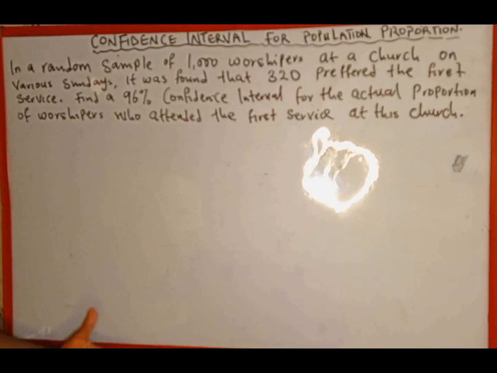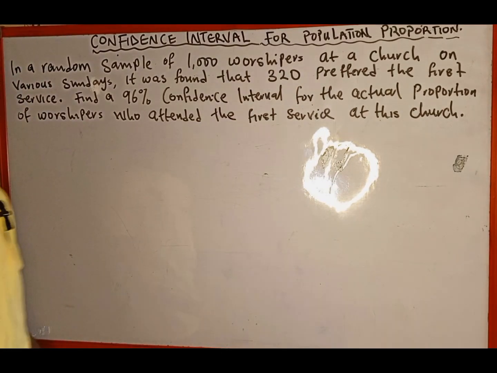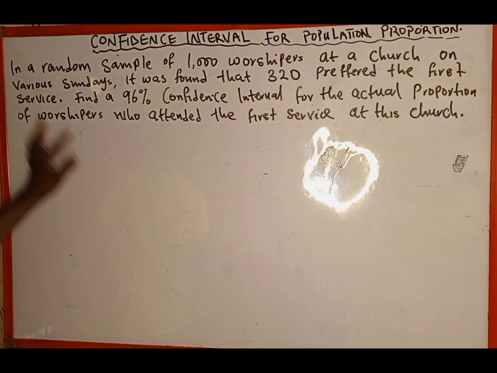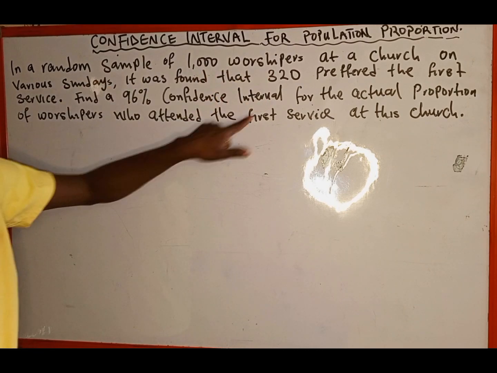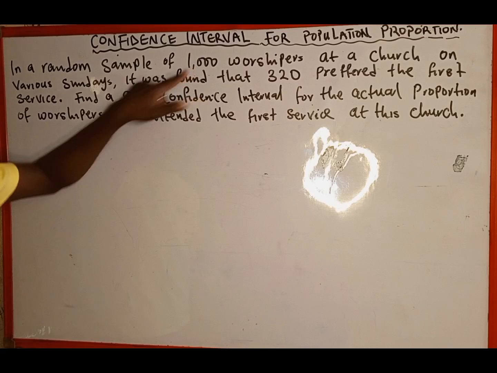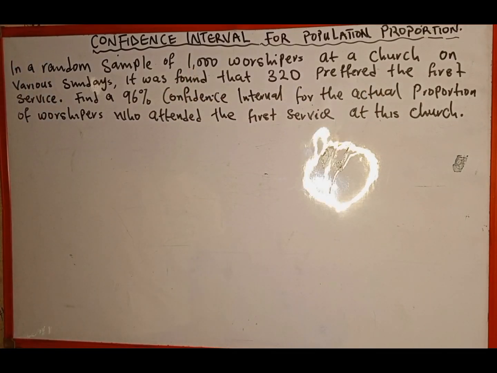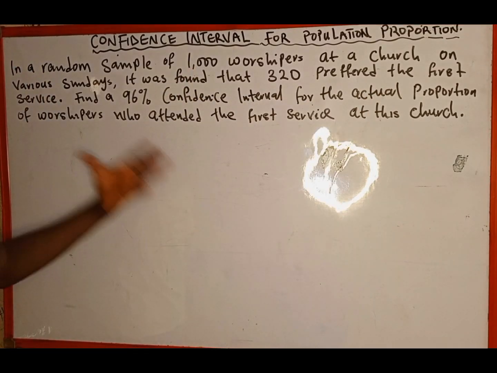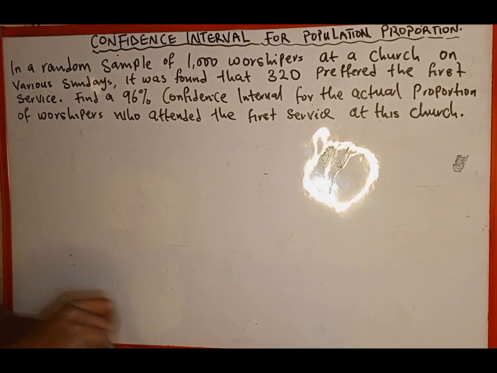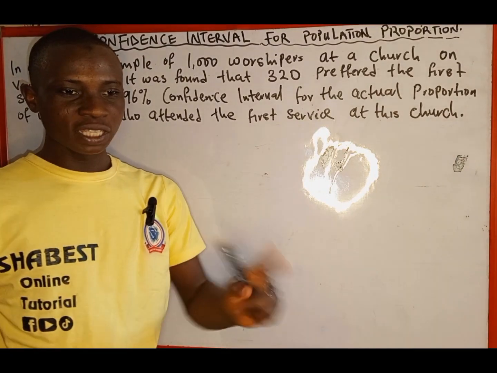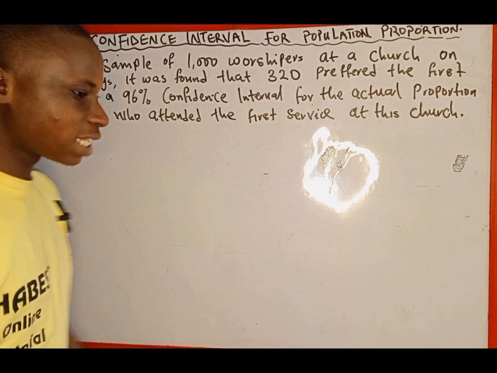So this is confidence interval for population proportion. As you can see, the population of worshippers is given as 1,000, and 320 out of this 1,000 prefer the first service. And we're asked to construct a 96% confidence interval for the actual proportion of worshippers who attended the first service at the church. So let's get started. Solution.